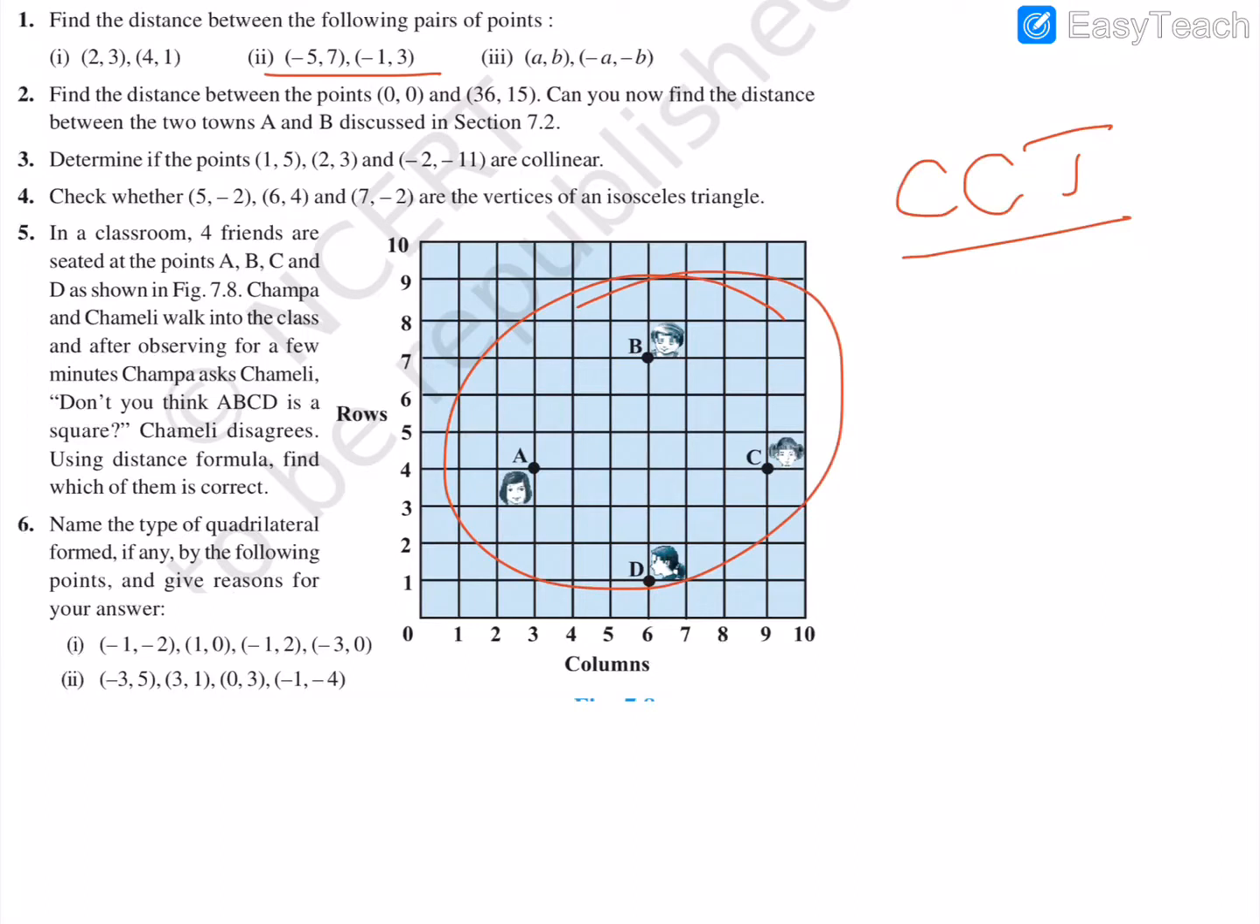So you have to read the story, you have to understand it is based on the distance formula, and you have to apply the distance formula. Here A, B, C, D are shown as shown in the figure. A, B, C, D we know. Now what they are saying, A, B, C, D we have.